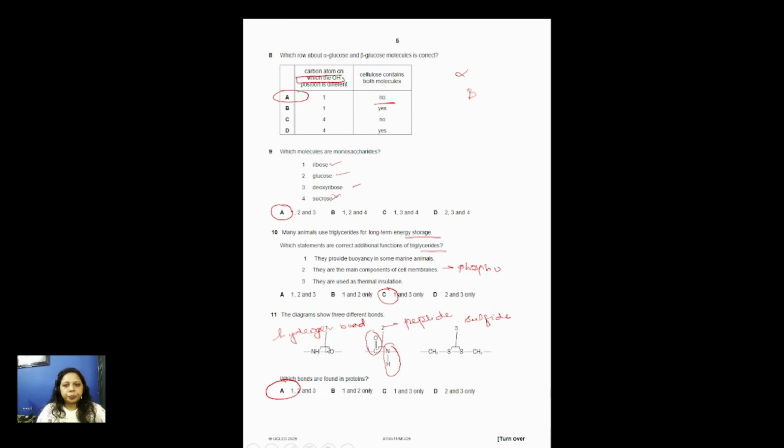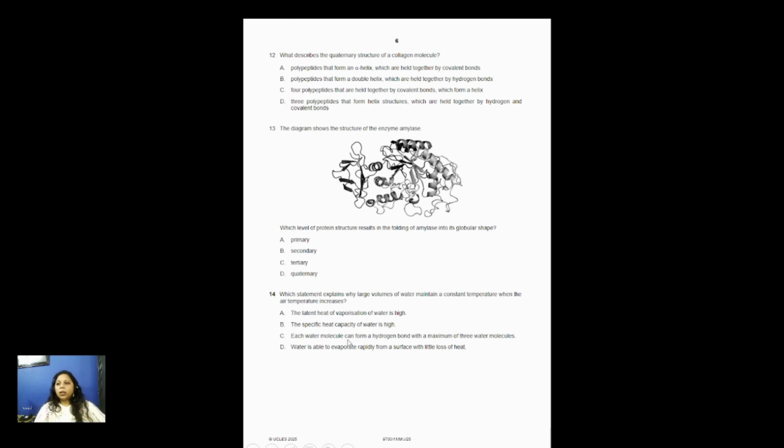Simple. Next one. What describes the quaternary structure of a collagen molecule? Whatever we have done, there would be a hydrogen bond, there would be sulfide linkage, there would be peptide bond. All three are present. So how are they arranged? First option: polypeptides that form an alpha helix, which are held by the covalent bond. So there are many bonds.